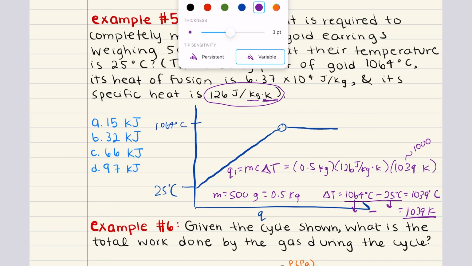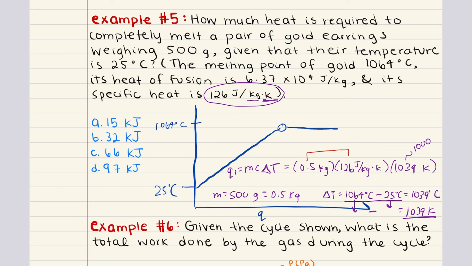I'm going to do this multiplication first. 0.5 times 126. This is essentially multiplying 126 by 1/2. We're going to get 63, and then we'll multiply 63 by 1,000. We're going to get 63,000 joules, which we can convert to kilojoules. That's going to be equal to 63 kilojoules. So that is the heat required to raise the temperature to the melting point.